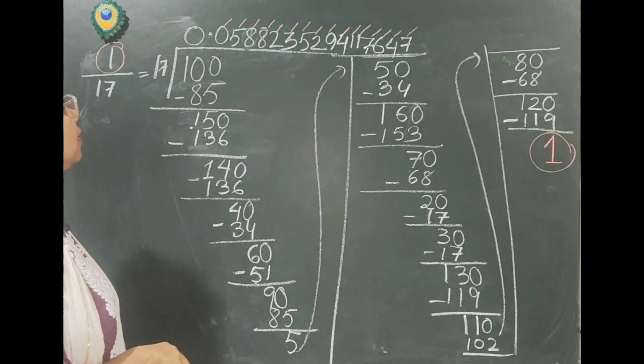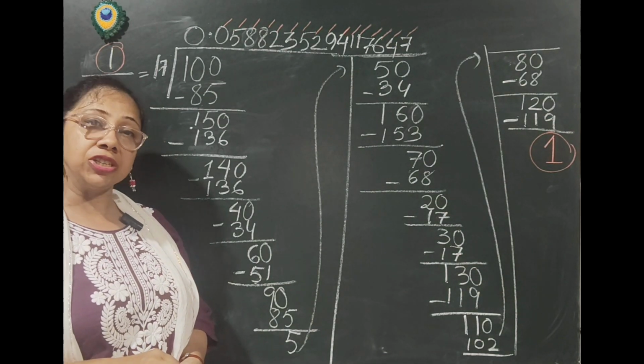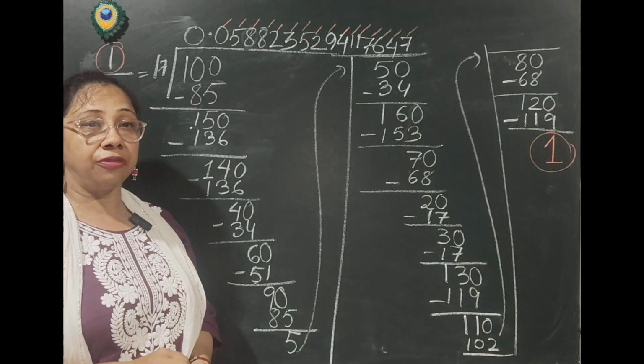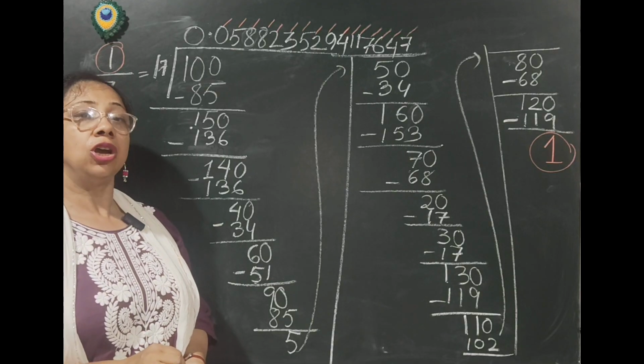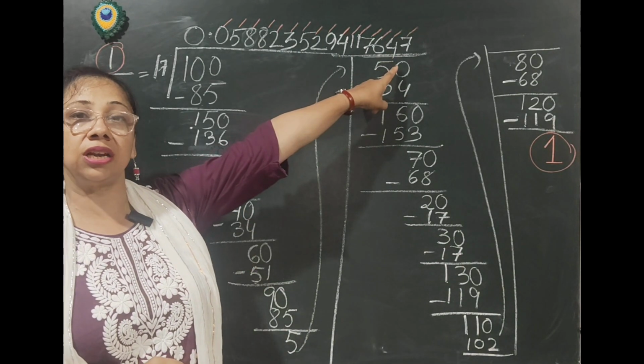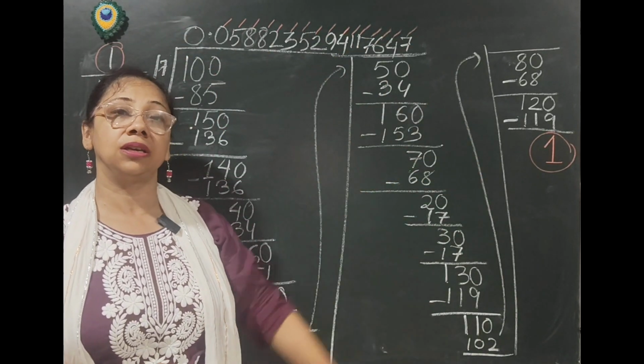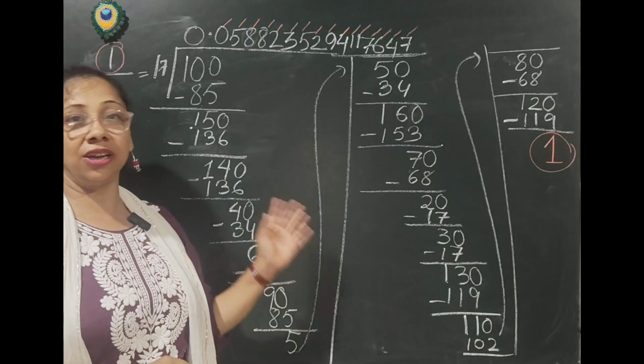So we can say that yes, it is verified by division method that if we divide 1 by 17, we get 16 digits. Those 16 digits, the series of the digits again repeat again and again. This is the required answer.